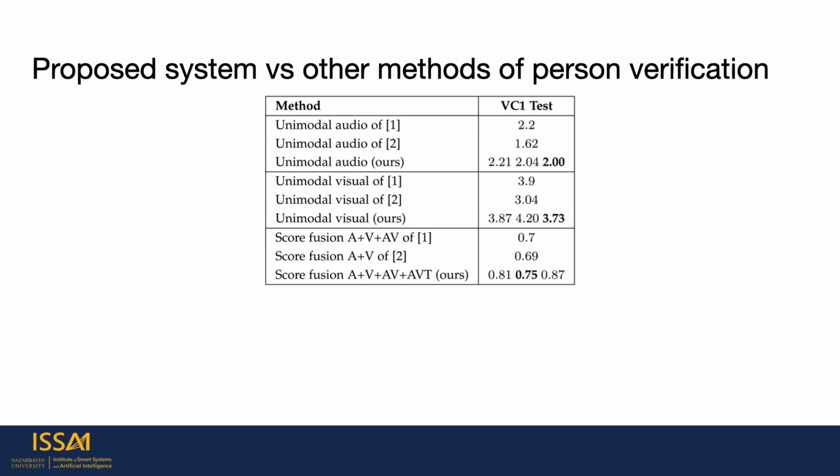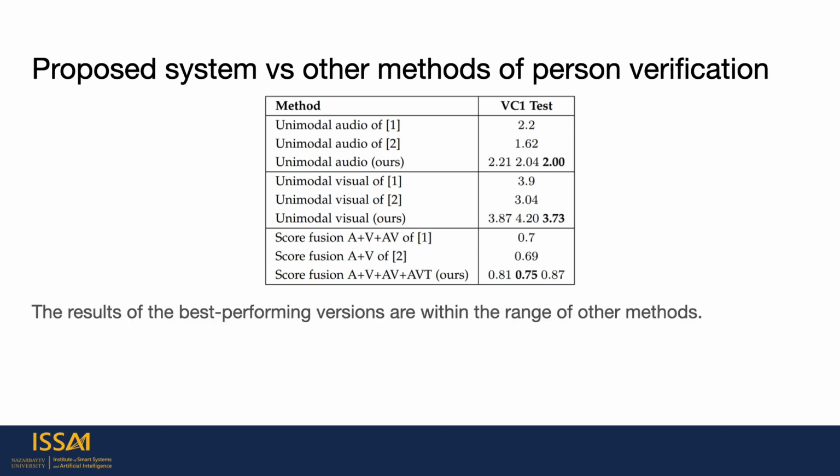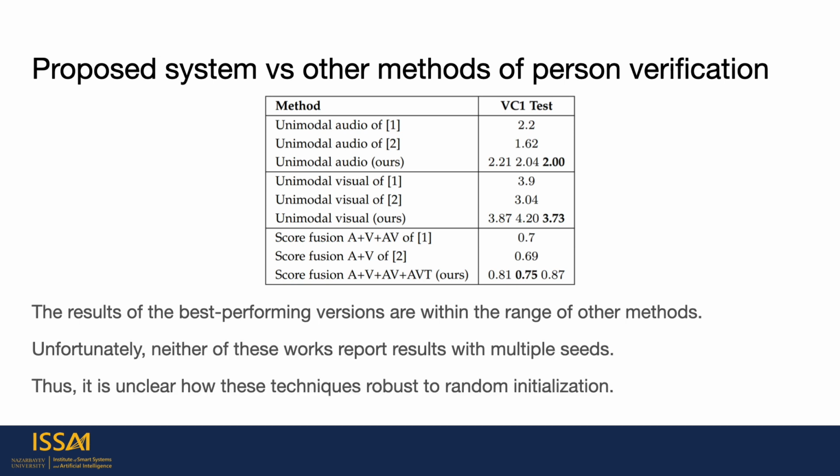We also compared our results on the test split of VoxCeleb 1 with other methods reported in the literature. Instead of mean and standard deviation, we list the equal error rates for all 3 experiments conducted in each category. In each category of the results, the scores of the best performing versions are within the range of other methods. Unfortunately, neither of these works report results with multiple seeds, so it is unclear how robust these techniques are to random initialization.